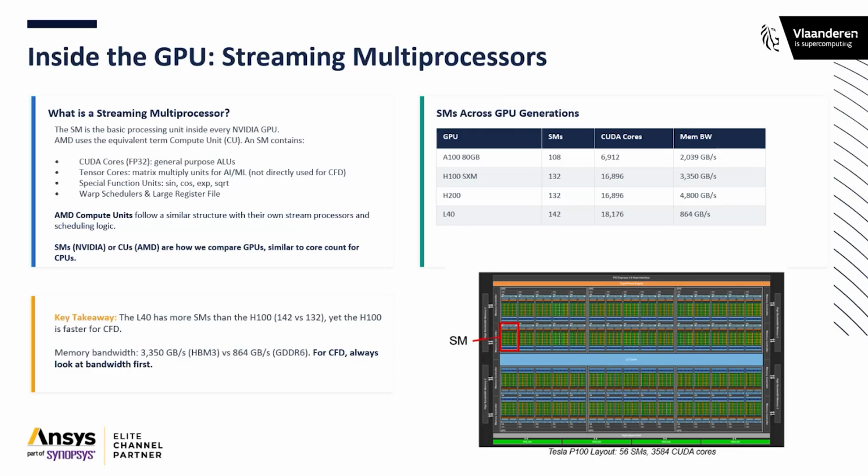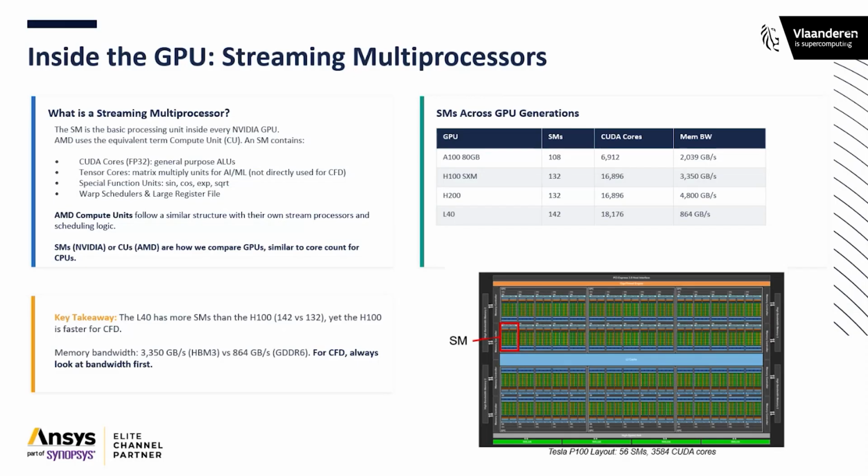That's shown in the table on the right, some different GPUs with some different architectures year by year provided by NVIDIA. Then we see that actually the L40 has more SMs than even an H100. But if we then look at the memory bandwidth, there is a key difference over there. So in general, the L40 will be slower than the H100, even though it has higher SMs. So that's a key takeaway for this slide.